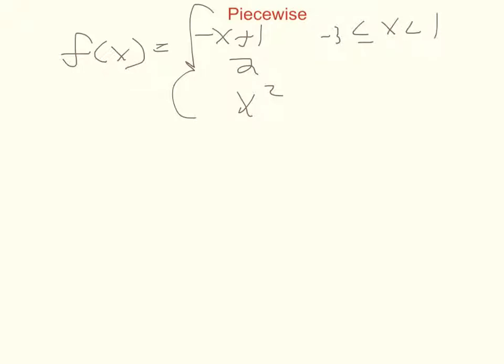So you use the negative x plus 1 function if x is between the domain of negative 3 and 1. For 2, it's if x equals 1, and for x squared, it's if x is greater than 1. So that's what a piecewise function looks like. In this case, it has 3 functions: a linear function, a constant function, and a square function. And so you can use each of these within its designated domain.